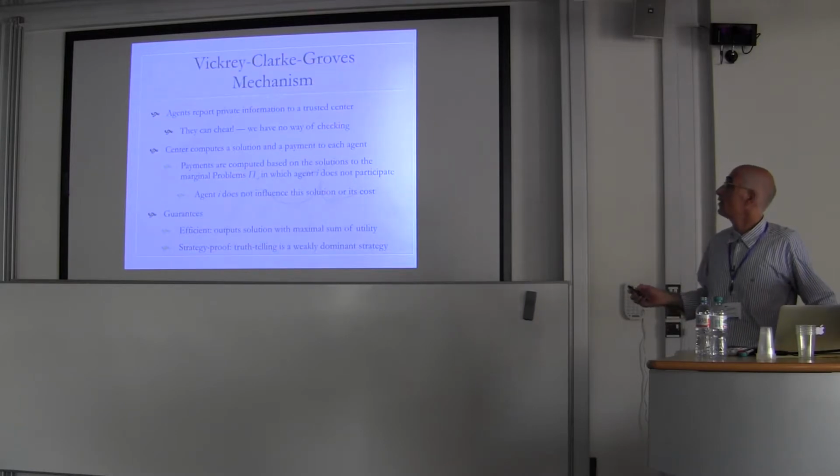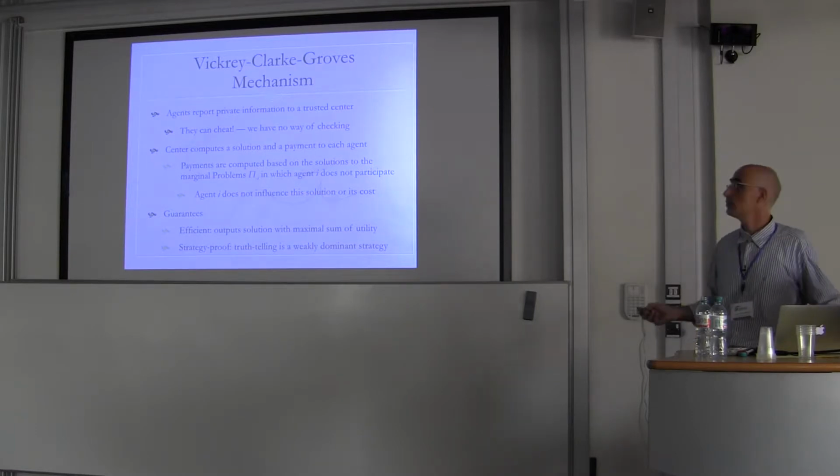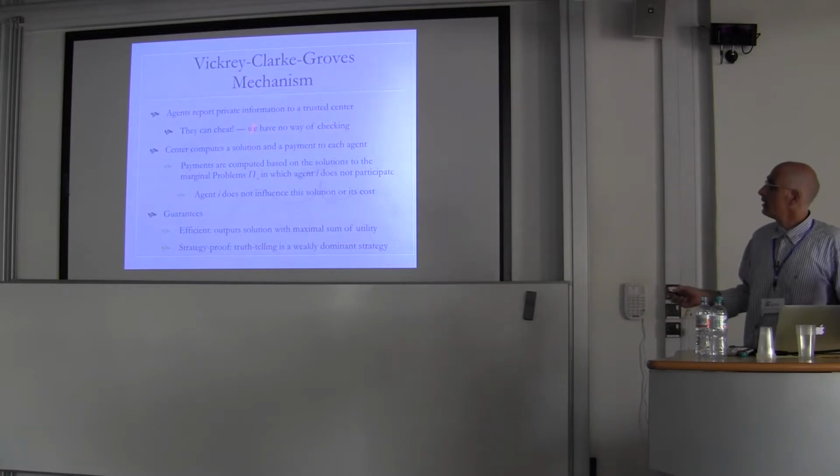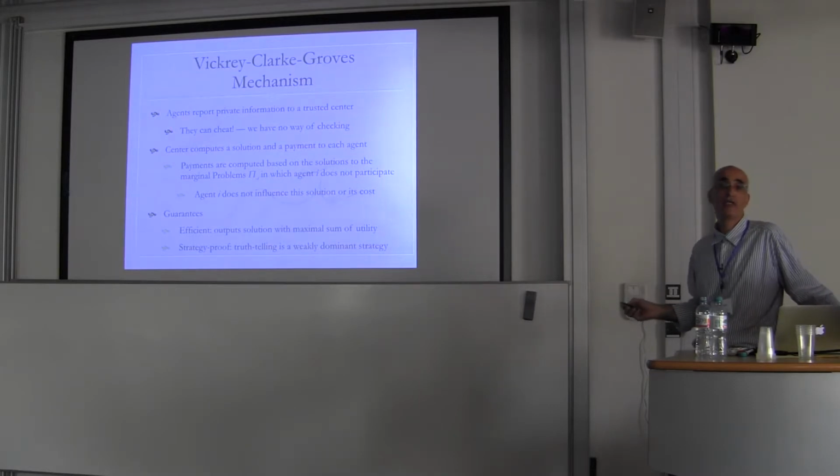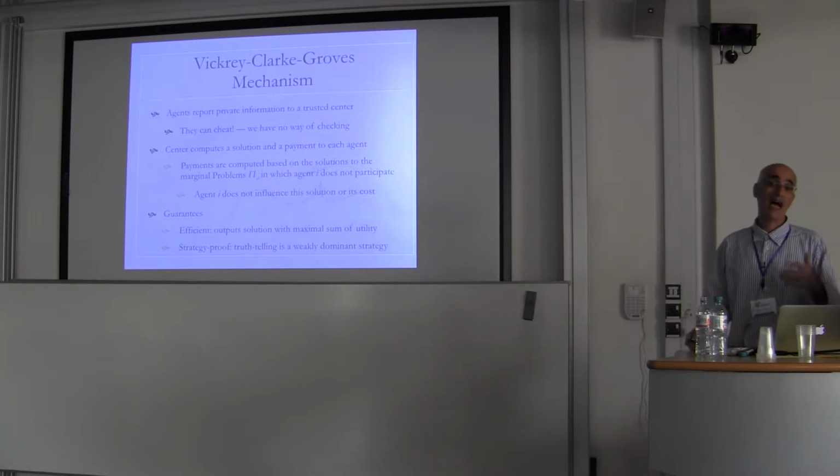So first of all, what are Vickrey-Clarke-Groves rules? How many people know this? Okay, most of you. So this is a general mechanism. I'll describe it in general terms, and then we'll move to planning. It's a general mechanism originally for auctions. Agents report private information to a trusted center. We are aware of the fact that they can cheat. The private information, say in auctions, is how valuable the auction good is to the agent.